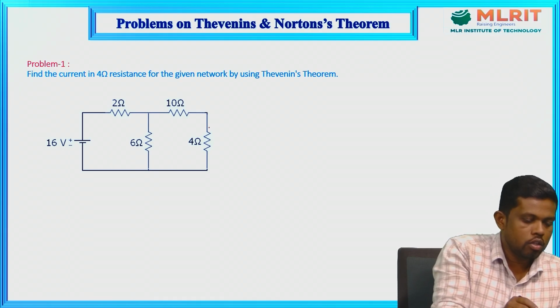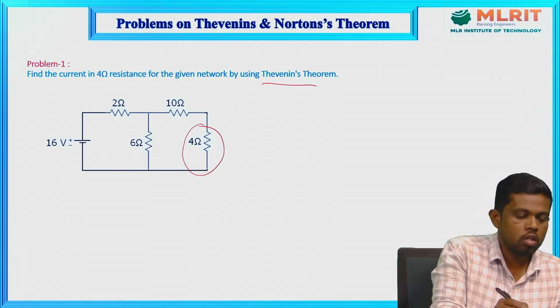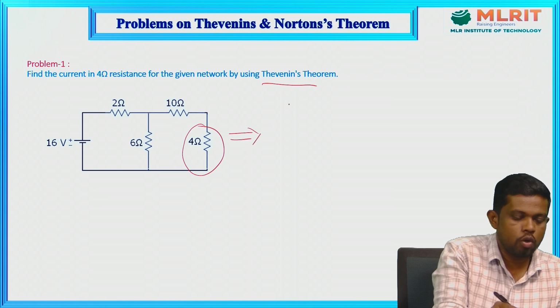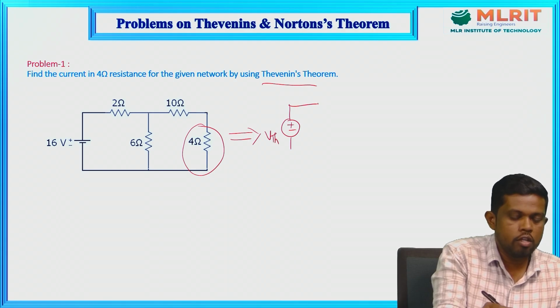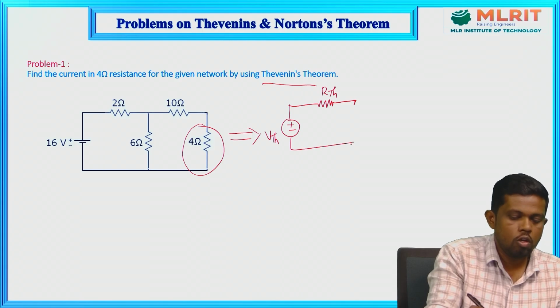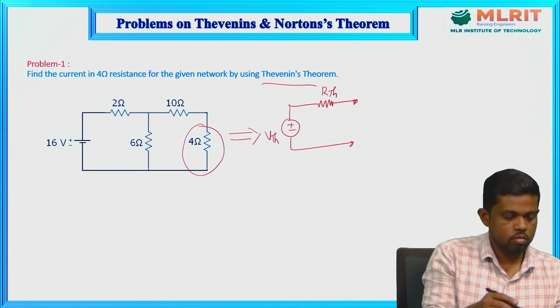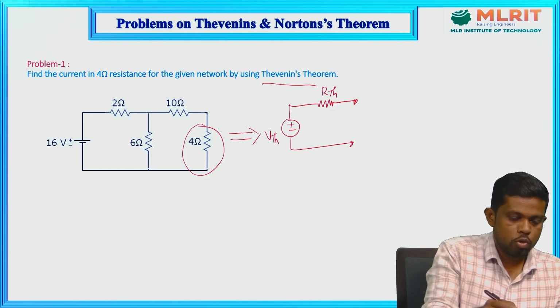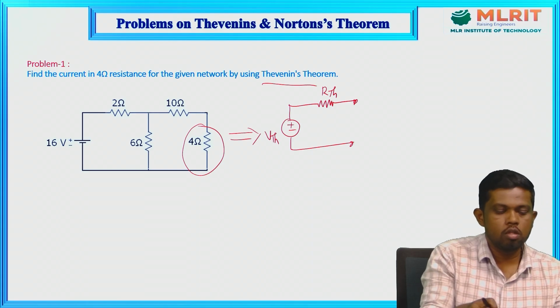To get the current through the 4 ohm resistor, by applying the Thevenin theorem, we can replace the whole complex circuit into a single source network. That is one voltage source, the corresponding voltage called the Thevenin voltage, in series with a single element called RTH. This is the procedure to get the required value in the given network.